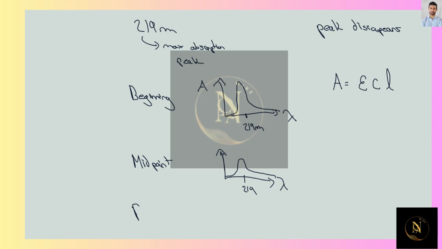And finally, at the end of the reaction, since all of the ketone has been consumed, you're going to see no peak whatsoever. And that's how you can follow the reaction using UV spectroscopy.